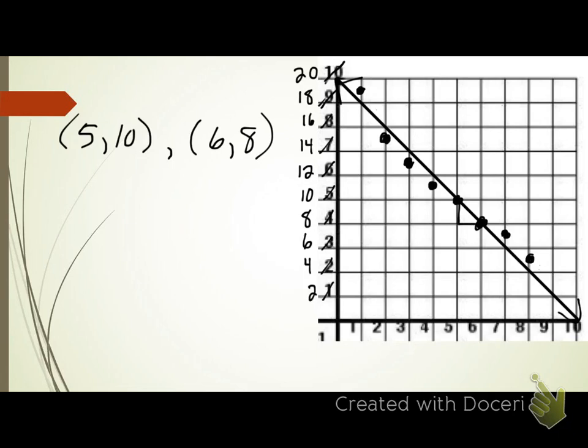If we're going to use these 2 points, what's the height of the triangle? 1. And don't say 1. Is my y-axis going up by ones? No. It's going up by twos. So what's the height of this triangle? 2, because it goes from 8 to 10, right? So it's 2.